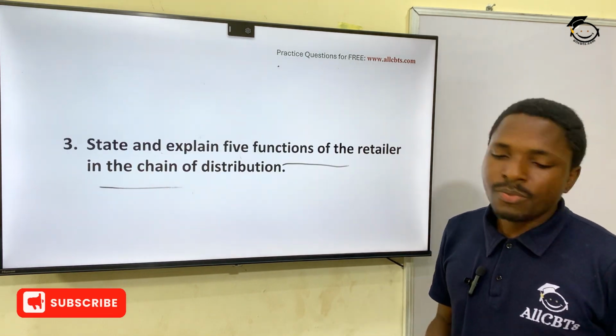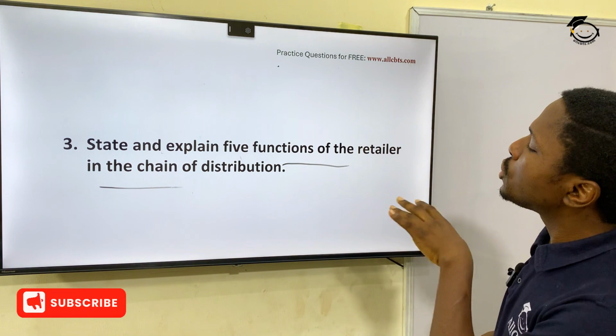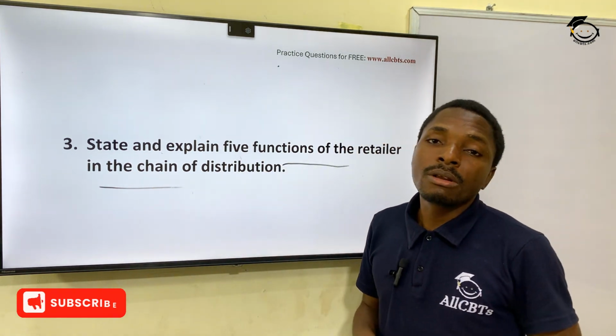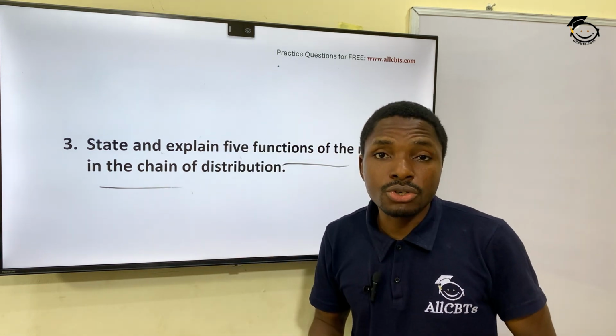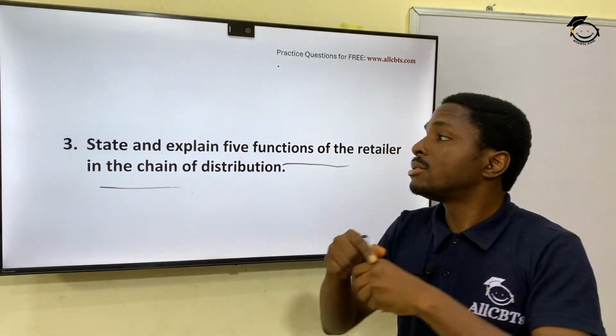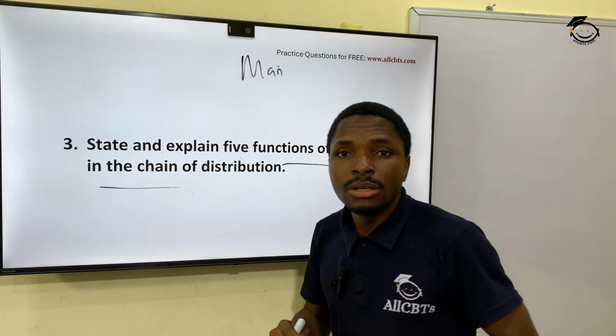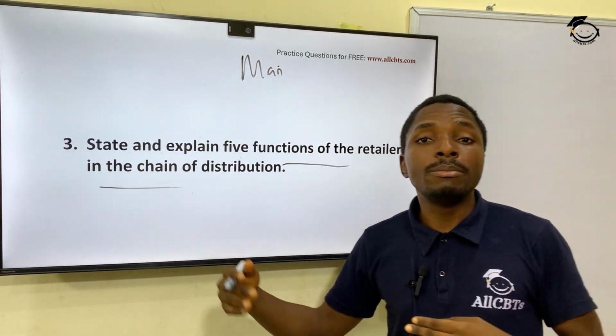Then question 3, state and explain 5 functions of the retailer in the chain of distribution. Now, what is the chain of distribution? You have the manufacturers. They are on top. The manufacturers create the product. You can also call them producers.